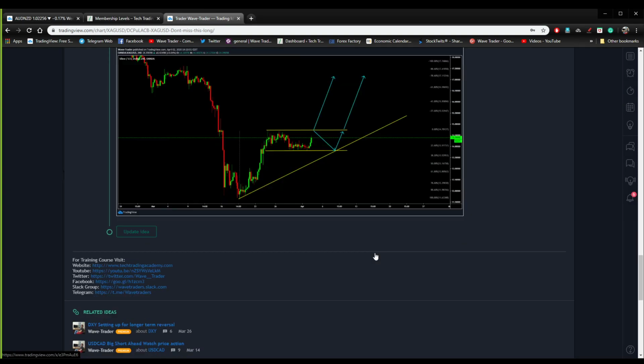So silver is a good asset at the moment to trade. There are many other currencies, but some of them are very risky to trade these days.